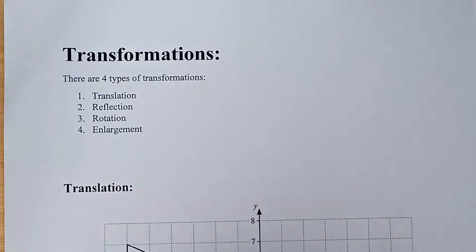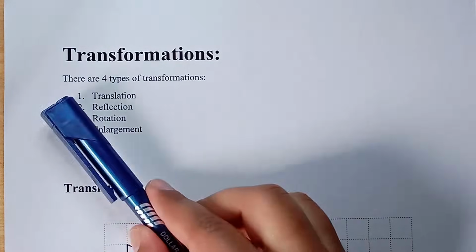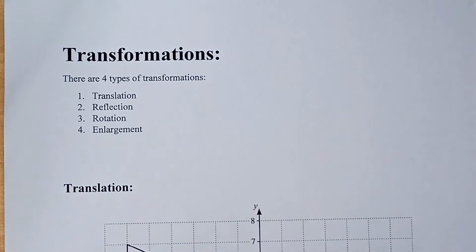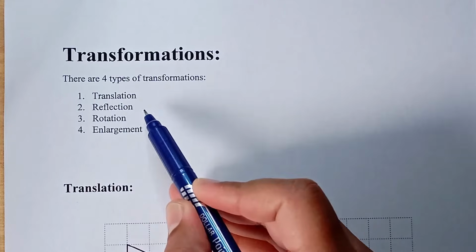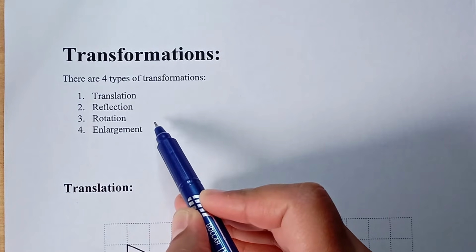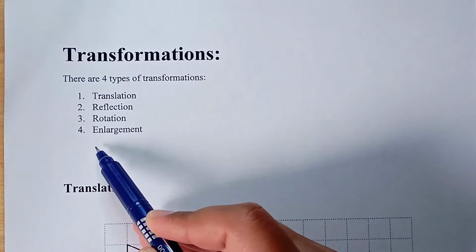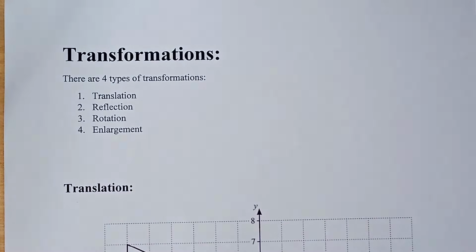Hello students, in today's video we are going to cover the transformations that come in O Level Maths D exams. So basically there are four types of transformations. The first is translation, second is reflection, then rotation and enlargement. In this video we will cover all these four transformations one by one. So let's start with the translation.